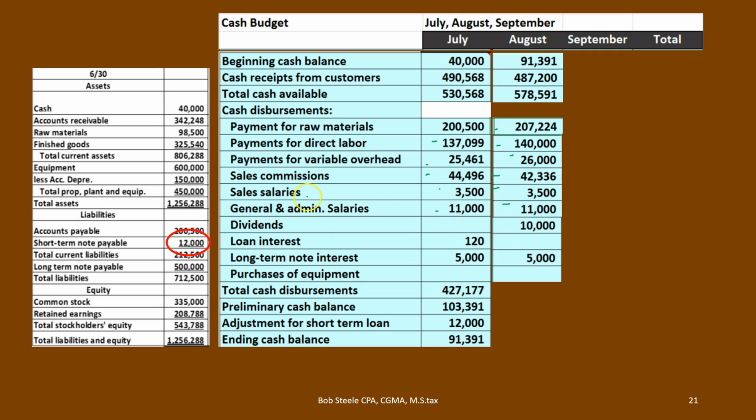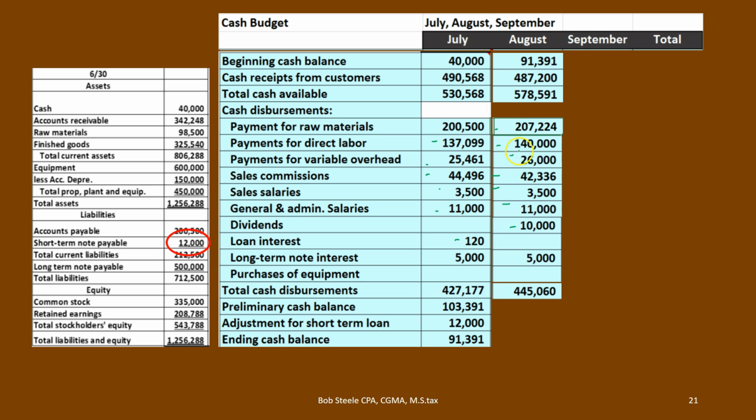And then we're going to say we have dividends. So this problem is going to make an assumption that we did pay dividends, or we're going to pay dividends. We're planning on paying dividends in August. So that's going to be this 10,000 that we would have to add to our budget, our assumption, cash dividends in this case. And we don't have the interest on the loan because we paid it off last time. And we still have the 5,000 interest on the long-term loan.